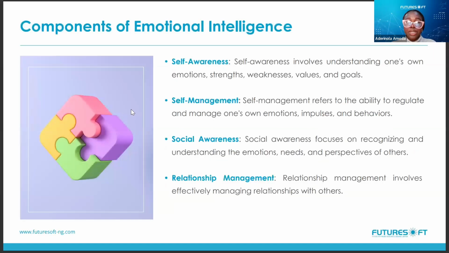So moving forward, what are the components of emotional intelligence? First, we'll speak on self-awareness. Self-awareness involves understanding one's own emotions, strengths, weaknesses, values, and goals. It includes recognizing one's emotions as they arise, understanding the impact on thoughts and behaviors, and having an accurate self-perception of oneself and also of others.